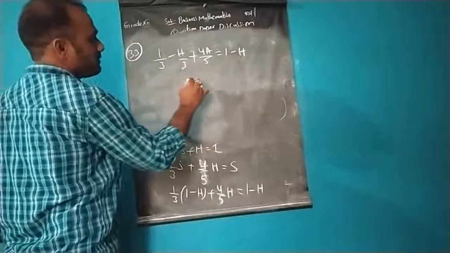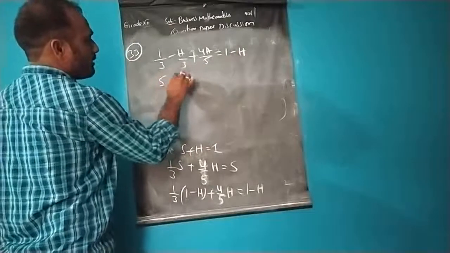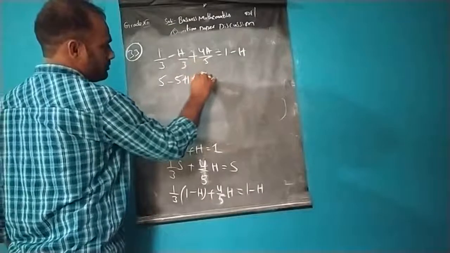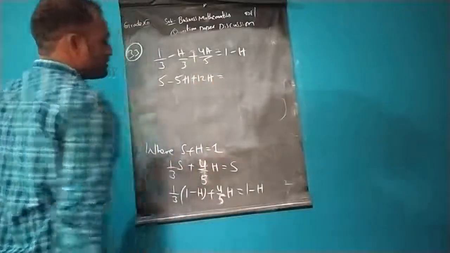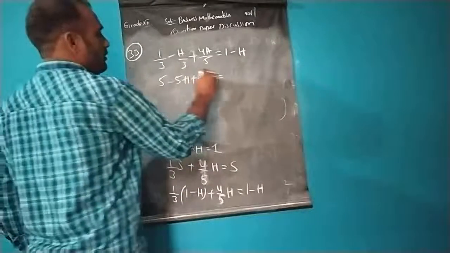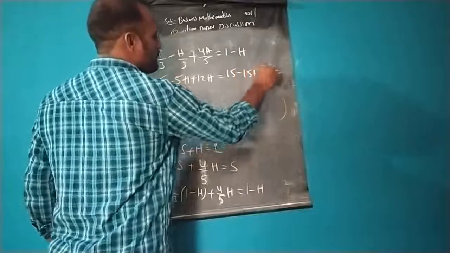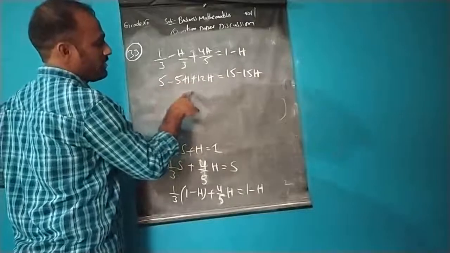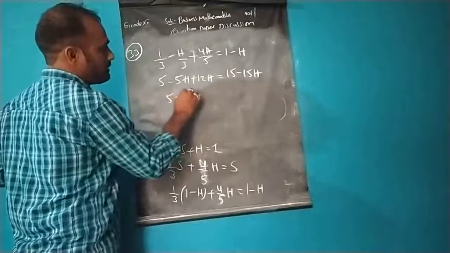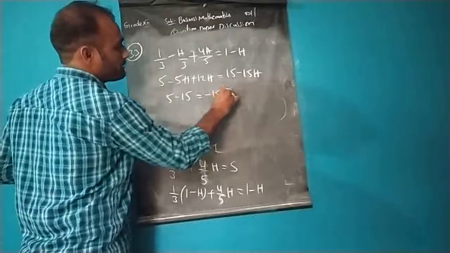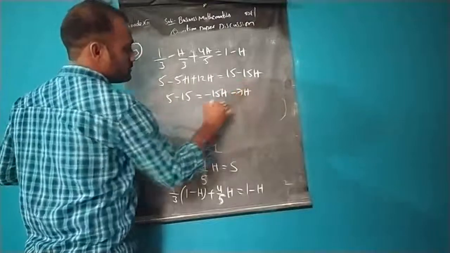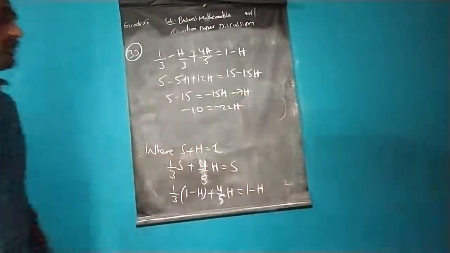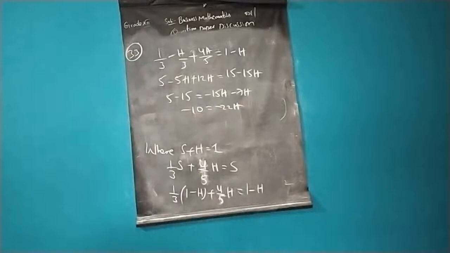So 15 is the LCM. So 5 minus 5h plus 12h is equal to 15 minus 15h. So 12h minus 5h will be 7h. So 5 minus 15 is equal to minus 15h minus 7h. So minus 22h, here it is minus 10. So h value will be 10 by 22.